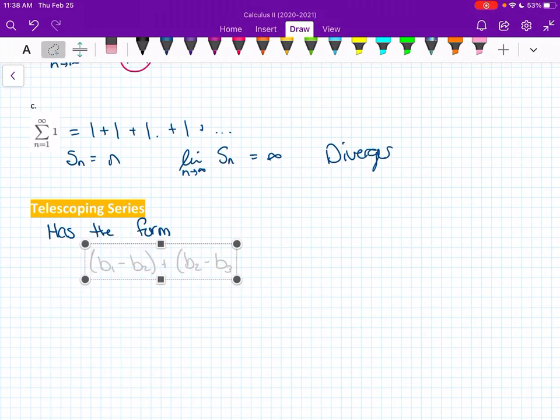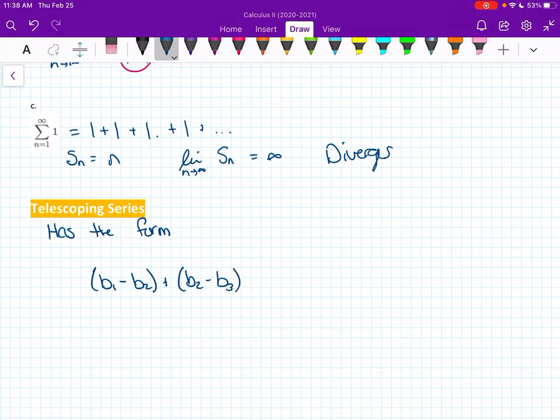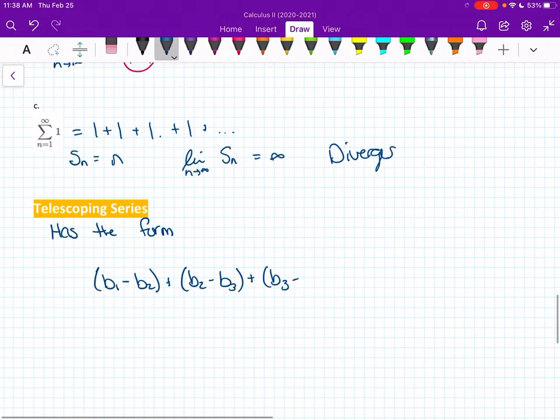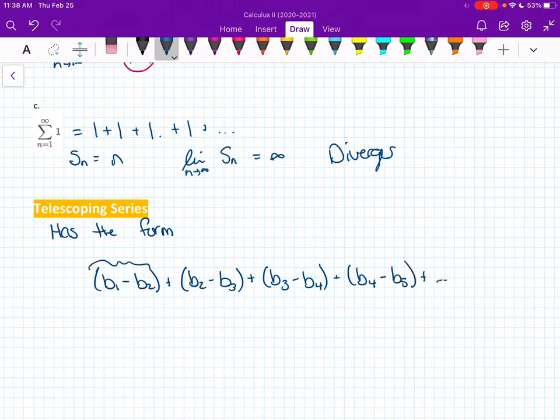Let me put this down a little bit here so we can talk about the a terms. Okay, b sub 3, and then my third term would be b sub 3 minus b sub 4. And then my fourth term, b sub 4 minus b sub 5, so on and so forth. Okay, so this first term right here, that's a sub 1. This would be a sub 2. This would be a sub 3. This would be a sub 4. Okay?